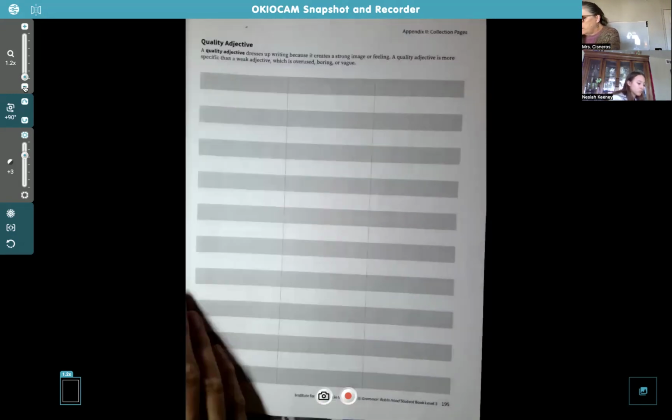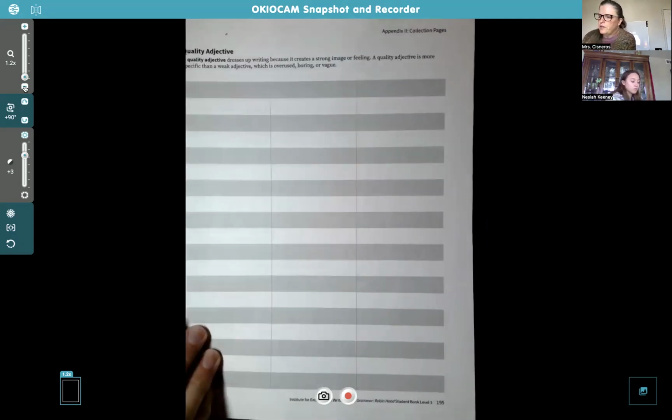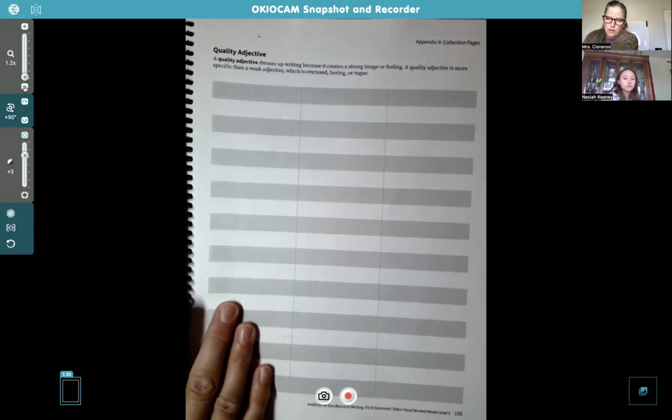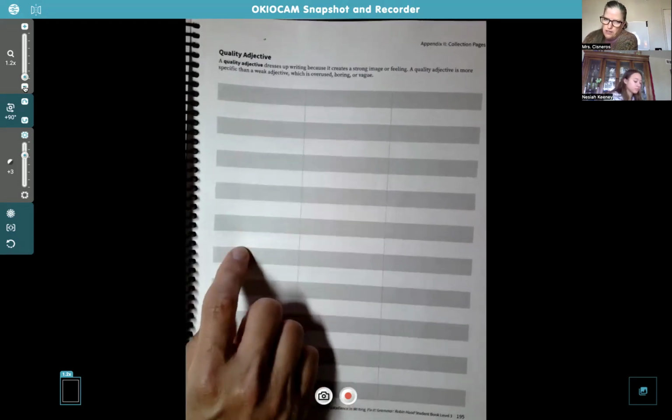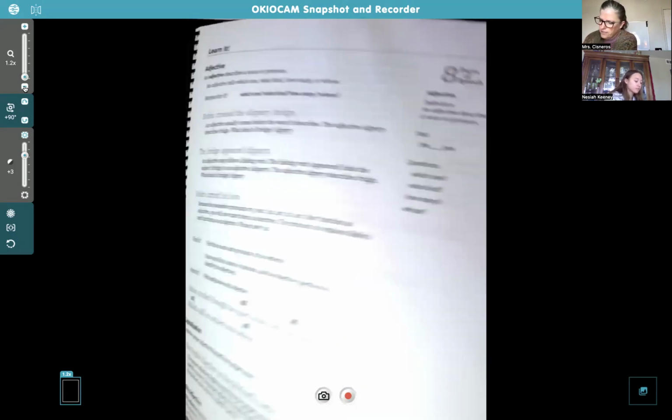Way back here. Here it is, page 195. It's a place for you to make a list of quality adjectives if you're coming across, even if it's not in this grammar book, let's say it's a book you're reading and you like an adjective you find, just jot it down here and then you can find it later when you're writing.